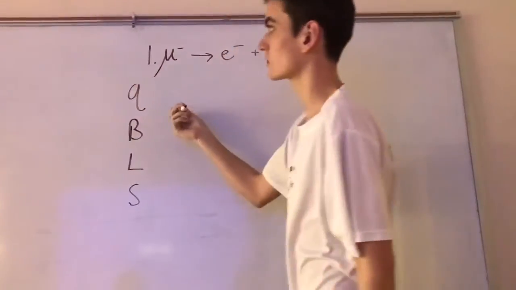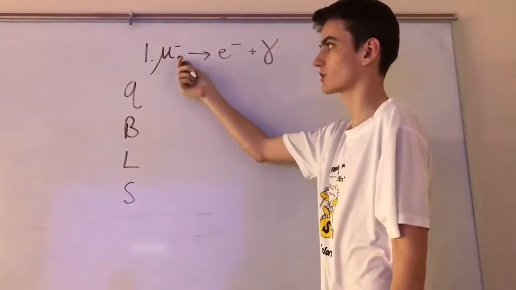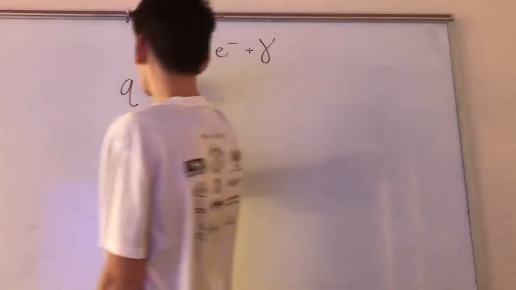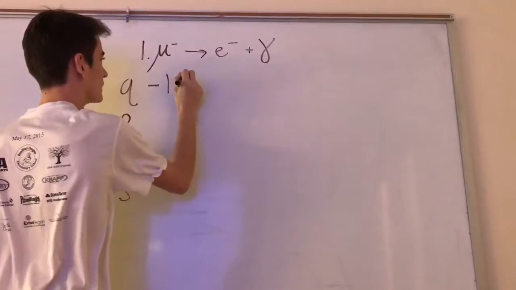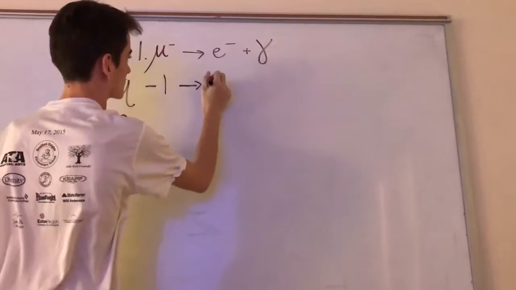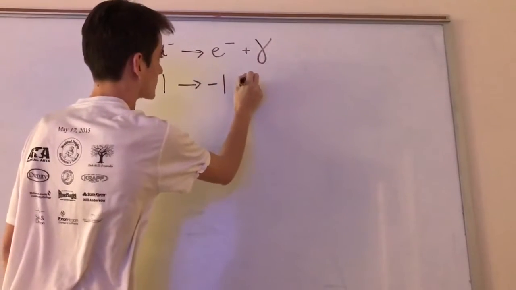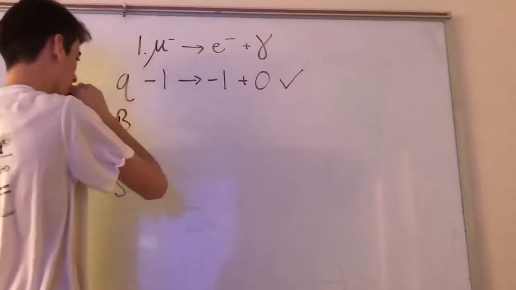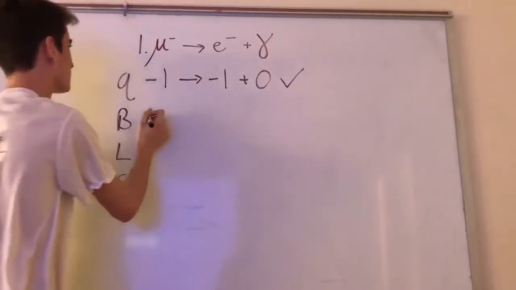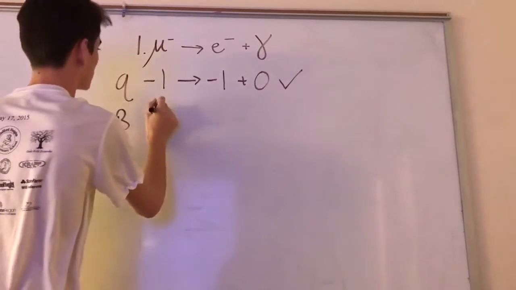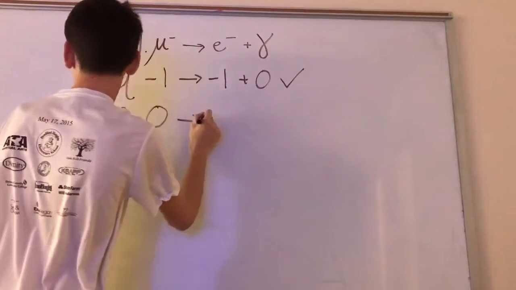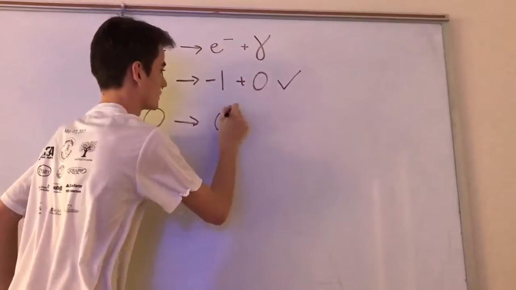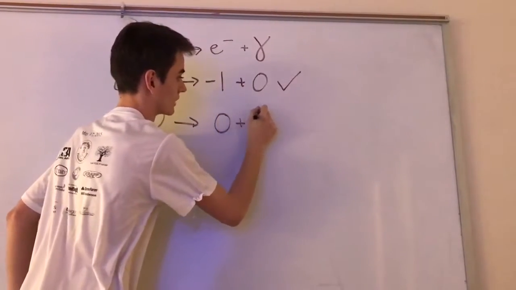To start off, we have a muon with a negative charge, and because it has a negative charge, we know that this is -1, and it goes into an electron which has a negative charge, plus a gamma ray which doesn't have a charge. So that works out. Then in our baryon number, we know that a muon is not a baryon, and we know that both an electron and a gamma are not a baryon.